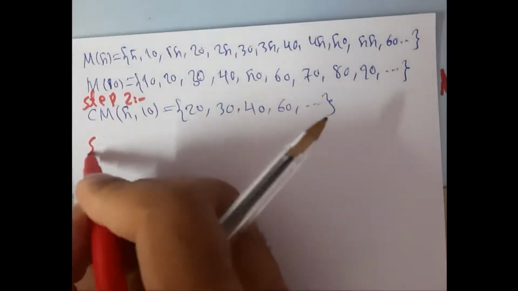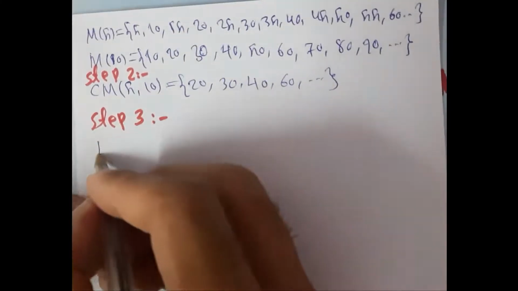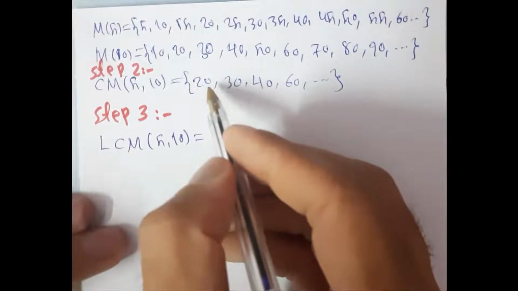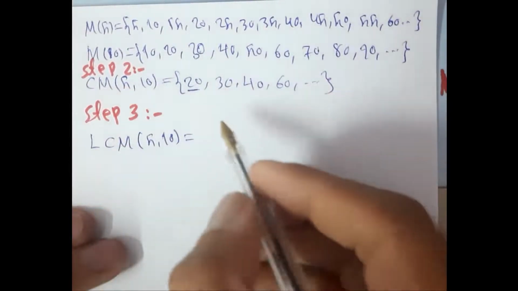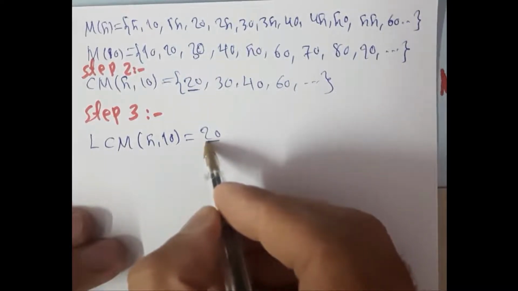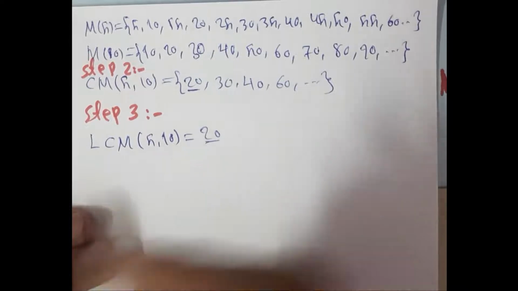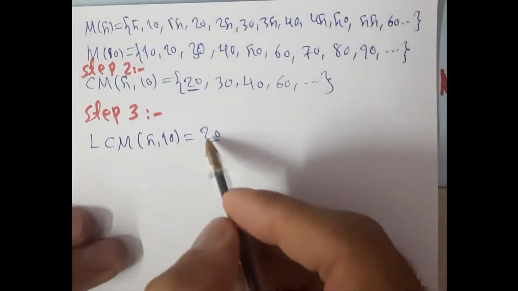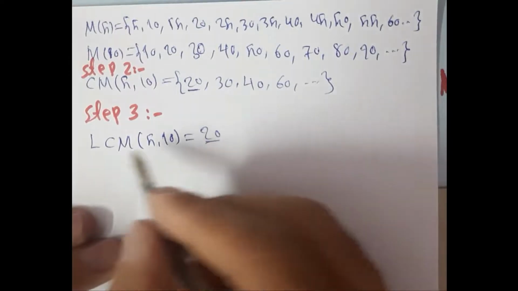Step 3, here we want to choose the least common multiple. LCM of 5 and 10 is equal to the least common multiple. Here 20 is the smallest common multiple of 5 and 10. So we choose 20 as LCM of 5 and 10. 20 is the smallest number which is divisible by 5 and 10. We don't have anything less than 20 which is divisible by 10 and 5. If we take 15, 15 is divisible by 5, but 15 is not divisible by 10. It is the concept of least common multiple.